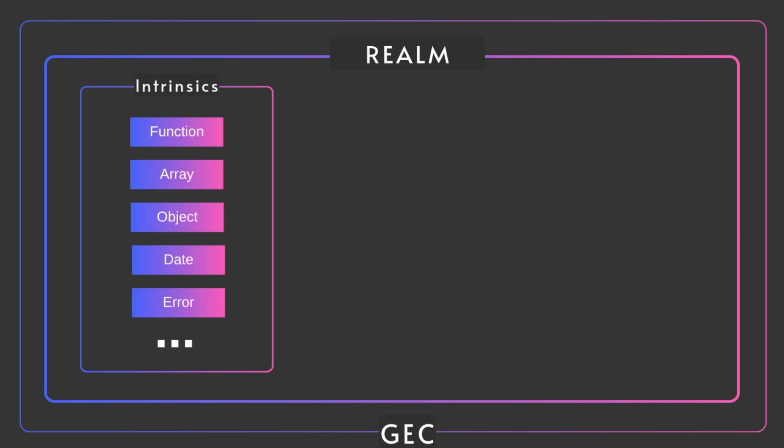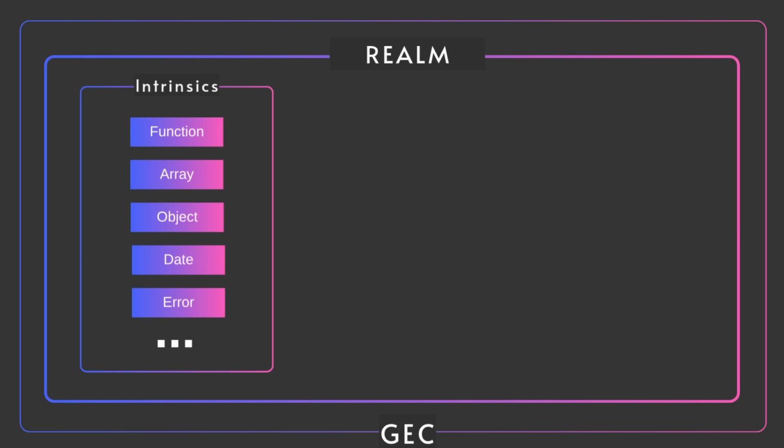First component is realm. It defines a global environment in which your code runs. A new realm is created every time you open a browser tab, run a JS file, or even create an iframe. Now, the realm itself contains a few things in it.